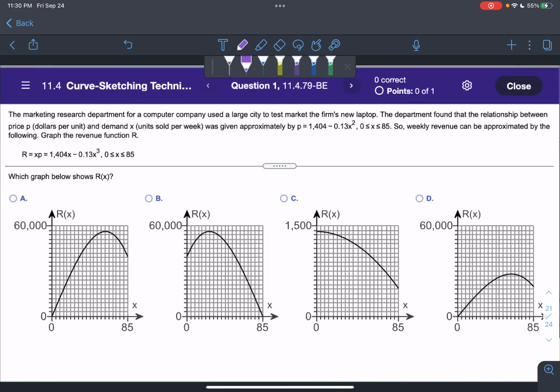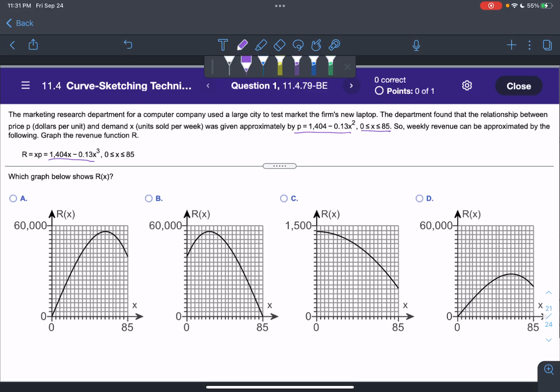Okay, so we have a marketing research department for a computer company. They have a price and demand function like so. And we're concerned with a demand x between 0 and 85. And so they want to approximate revenue that looks like this, right? x times p. And so we want to graph R of x, I suppose.